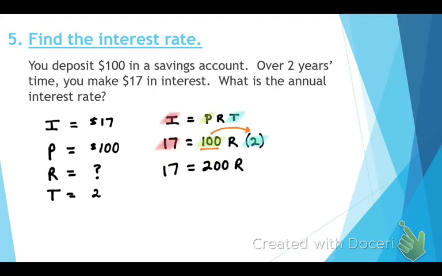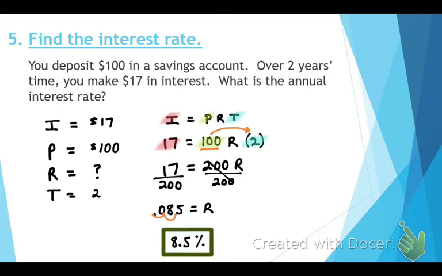200. Noah, what should I do to get r by itself? What do I need to do to get r by itself? How do I get rid of multiply by 200? Divide by 200 on both sides. When I do that, I get that it's 0.085. A lot of people left the answer as that. What does rate have to come out as? It must be a percent. So I've got to move that over 2 places to the right. So what's the answer? 8.5%. Don't forget to put that percent sign there.